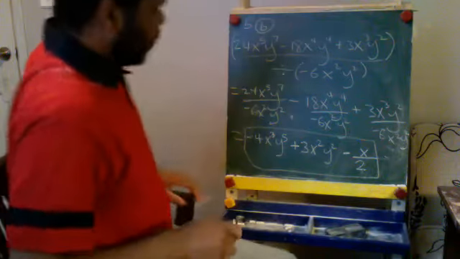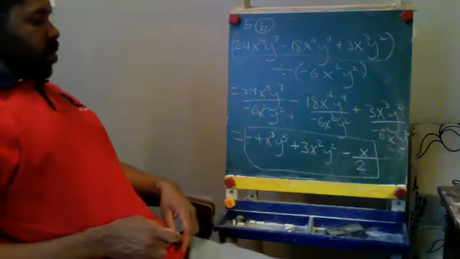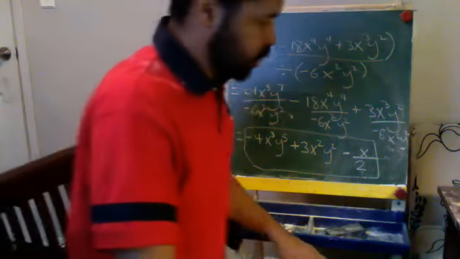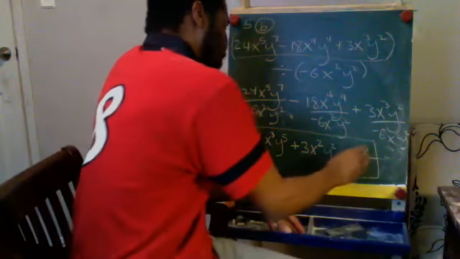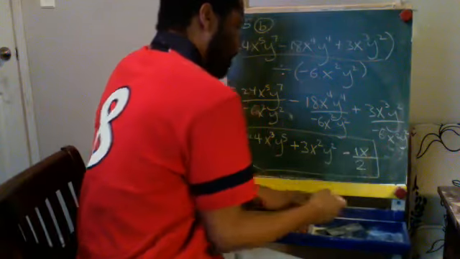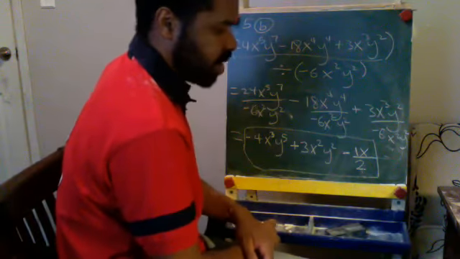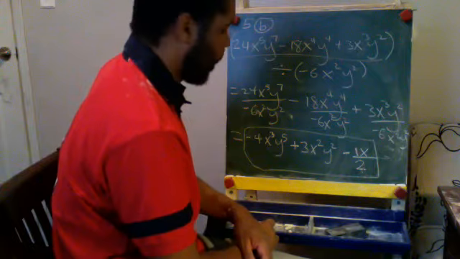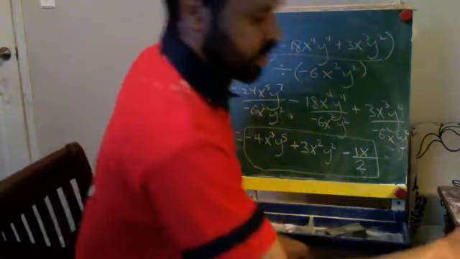Negative 4x cubed y to the 5th, plus 3x squared y squared, minus x over 2. All right? Or you can say minus 1x over 2, whichever, or minus a half x. So the answer key has minus a half x. I guess I put the negative 1 back here. Same thing. All right, so that's that.